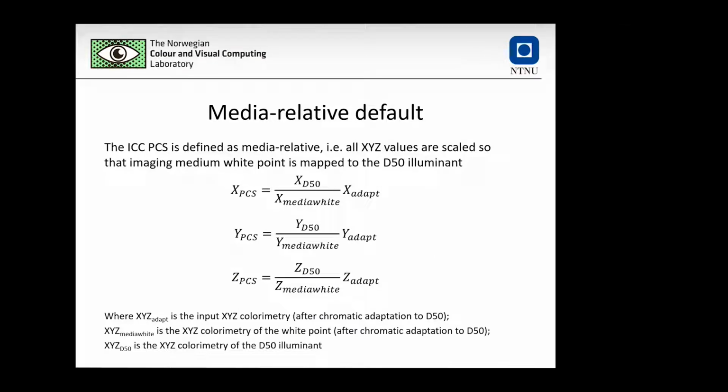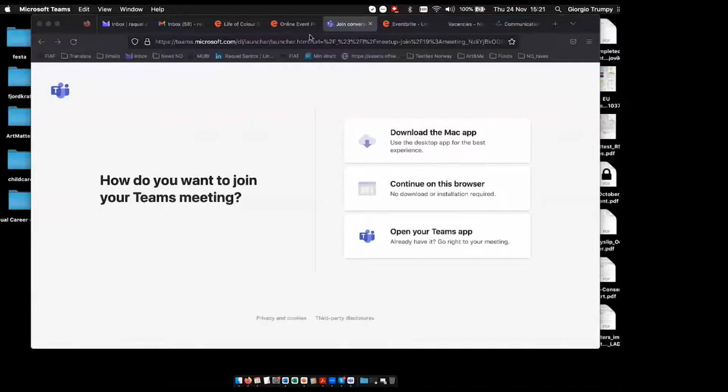Okay, so this is the scaling we do. It is very simple, but note, of course, it does mean that X, Y, and Z are being scaled slightly differently. So it's not the same as a linear scaling on X, Y, Z. We're just using the D50 values on top, media white below, etc.